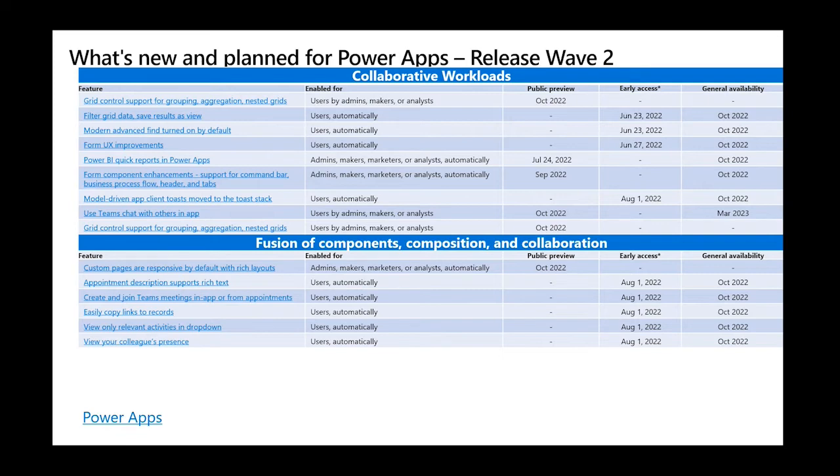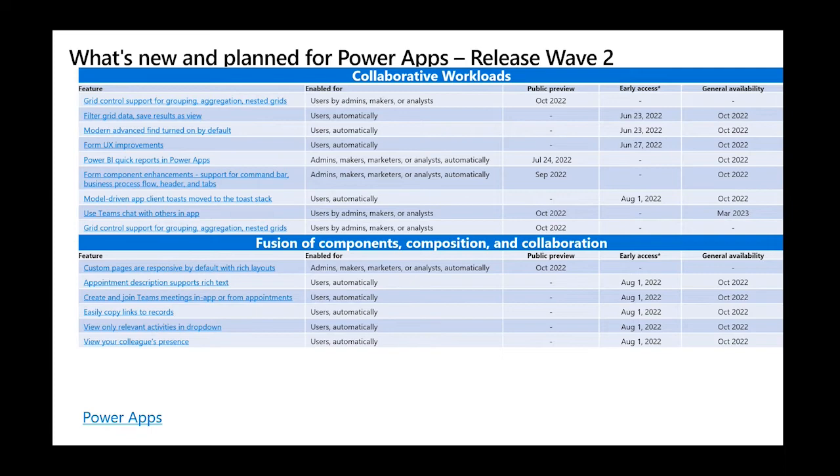If you look at the ones that say users automatically, that means that the feature is for a user, so likely something that will be changing in the UI, and they're automatically turned on. As soon as Release Wave 2 is enabled in an environment, that feature is turned on. Some of the other ones, like the very first one there that says users by admins, makers, or analysts, basically means that the feature is for a user, but needs to be turned on by an admin, maker, or analyst before it's enabled in the environment.